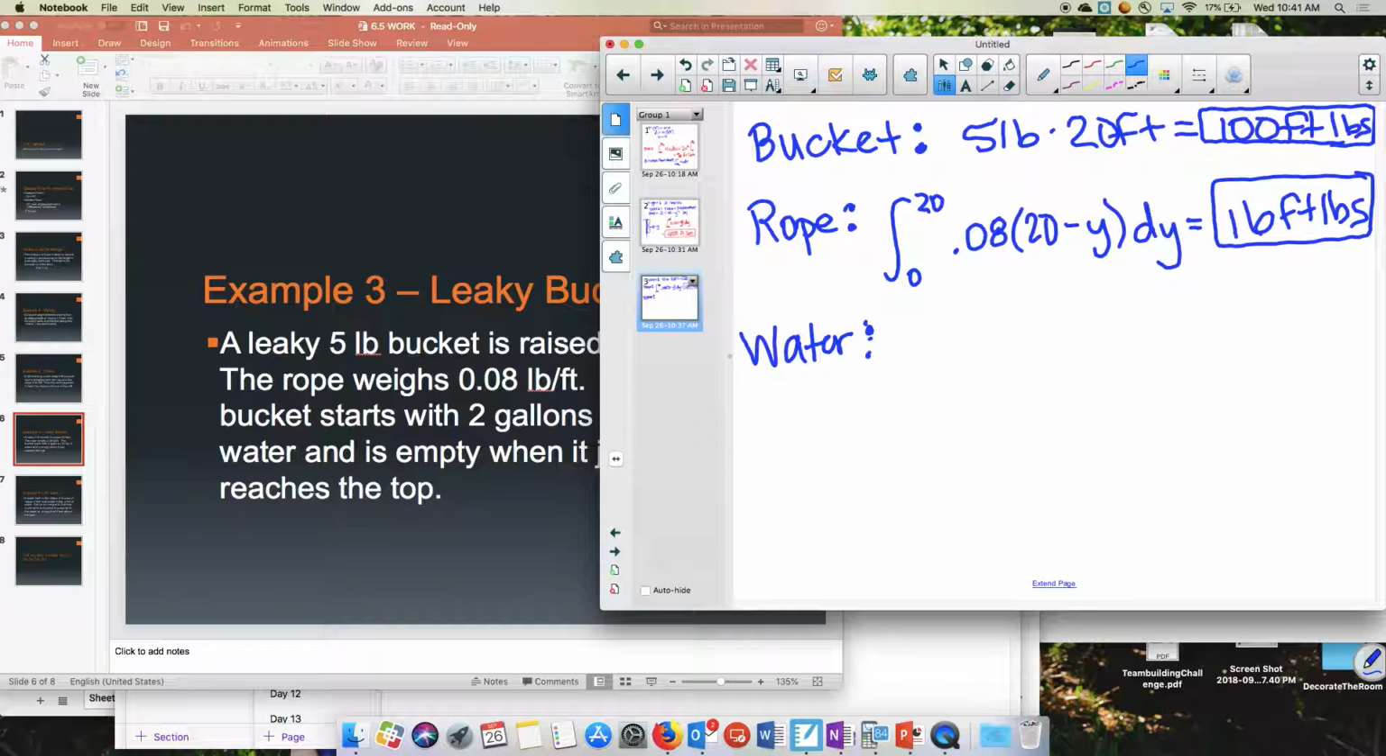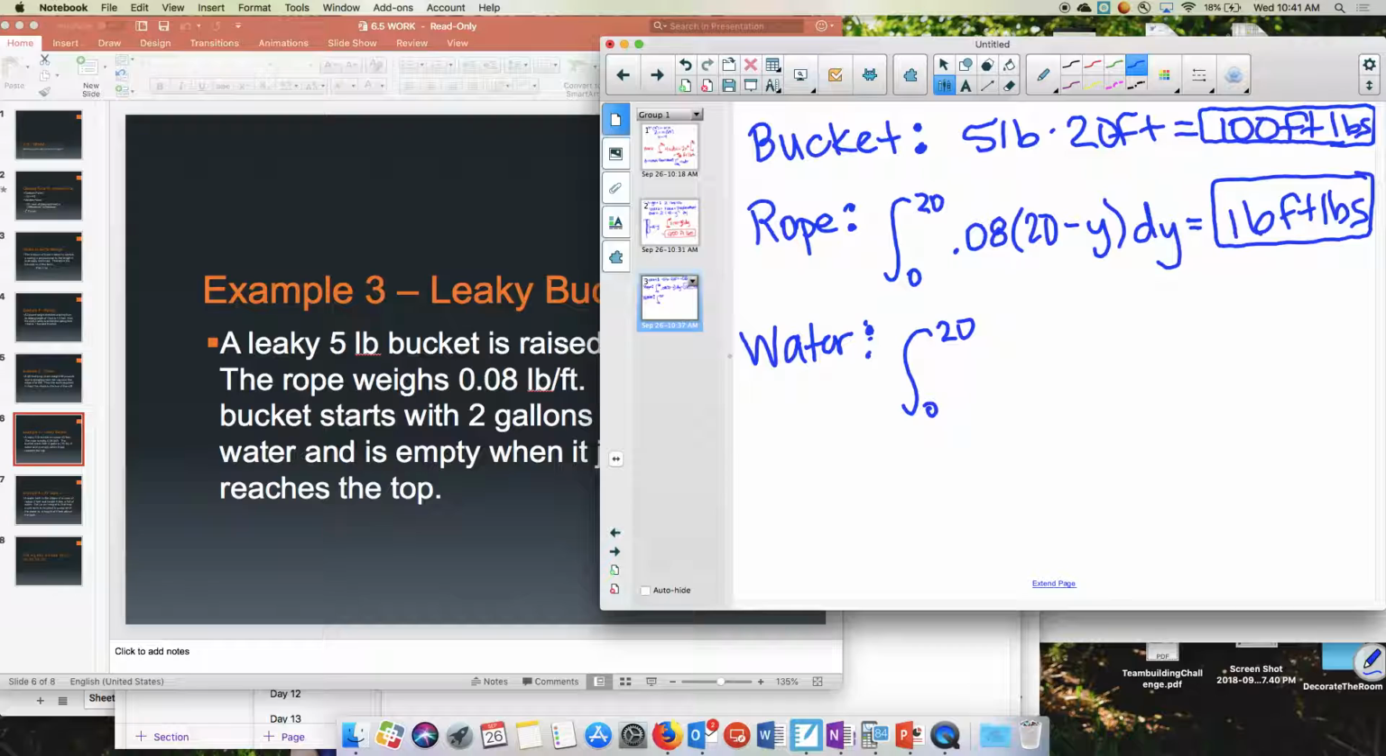Okay, now let's talk about the water. Is water going to be 0.08? It will not, it's an order of magnitude different. So if we had a bucket that had 16 pounds, a gallon, right? If we had 16 pounds of water, then we could take 16 times 20. But the water is leaking out, right? So when we get to the top, we have 0 pounds of water.